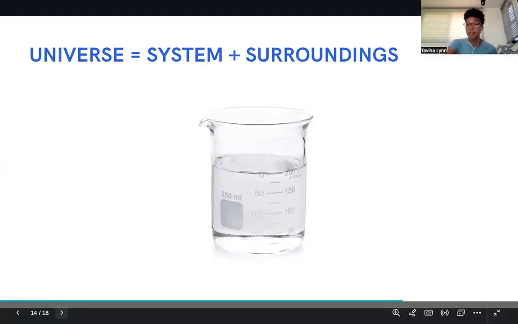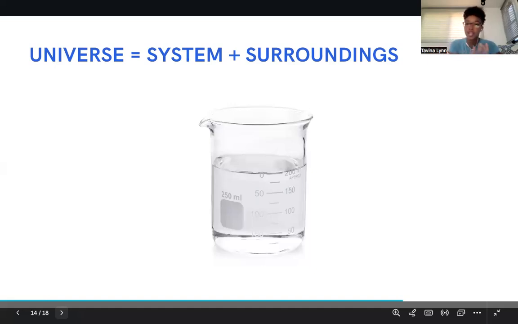Our system in this case is everything inside the beaker. It's the water and whatever salt that I add. So our system is what we're studying. The surroundings in this case is the beaker, because if we had the water and the salt in some other container, that might impact the dissolution of salt, or whatever reaction we're studying.